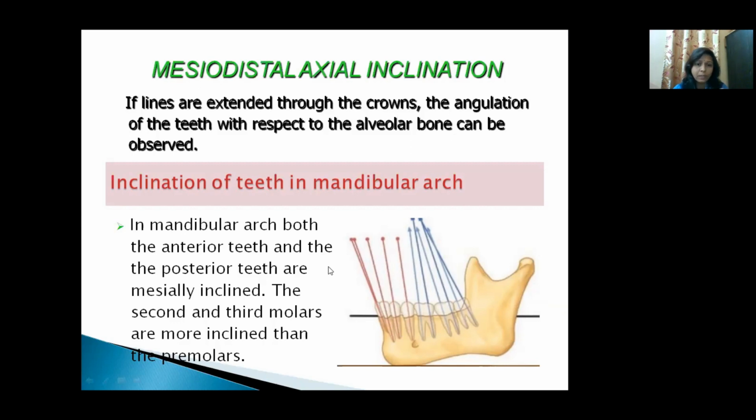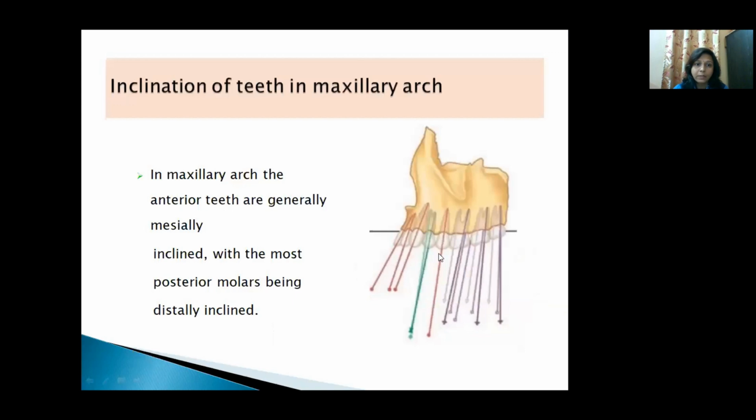As for inclination of teeth in the mandibular arch, both the anterior and posterior teeth are mesially inclined. The second and third molars are more inclined than the premolars, as we can see here. But in the maxillary arch, the anterior teeth are generally mesially inclined, with the most posterior molars being distally inclined. Somewhat distal inclination would be there in the maxillary posterior teeth.